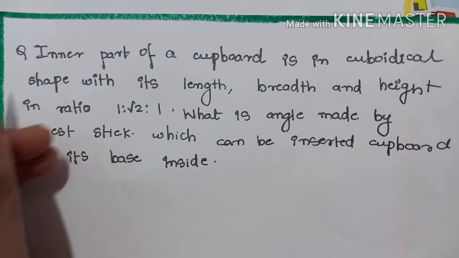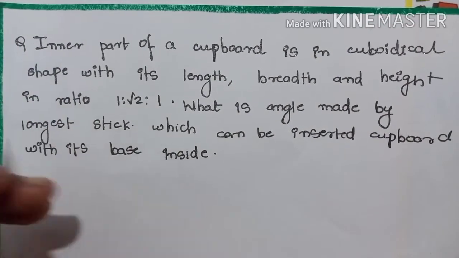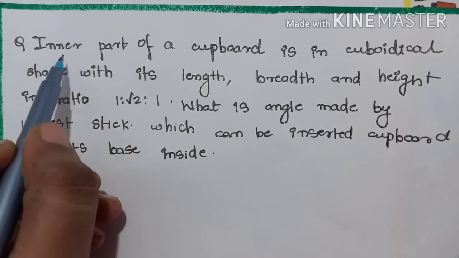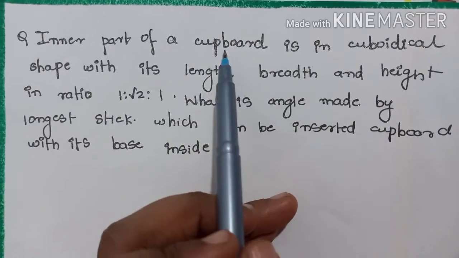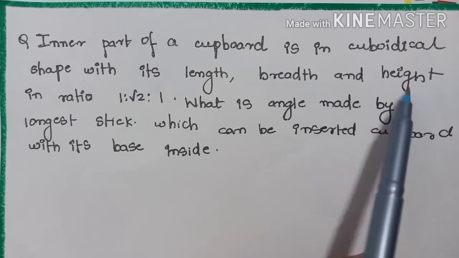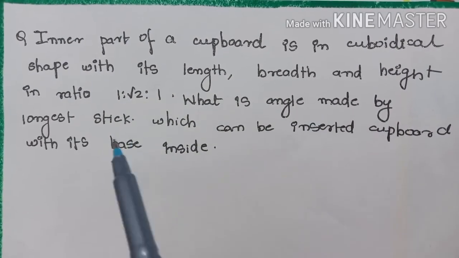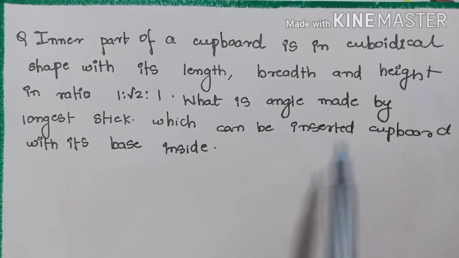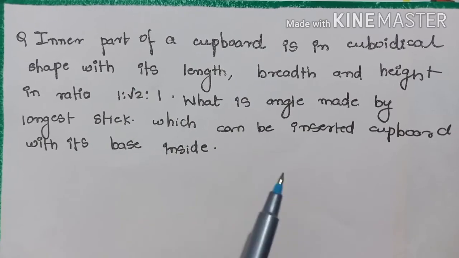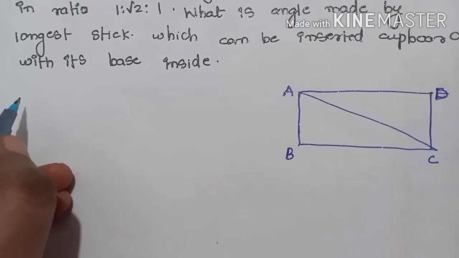Now let us start another question, which is a combination of mensuration and trigonometry, which comes under applications of trigonometry. So let us start now. The inner part of a cupboard is cuboidal in shape with its length, breadth and height in the ratio 1:√2:1 respectively. What is the angle made by the long stick which can be inserted in the cupboard with its base inside? Now let us start solving the question.